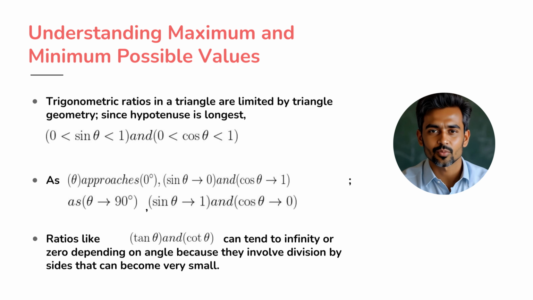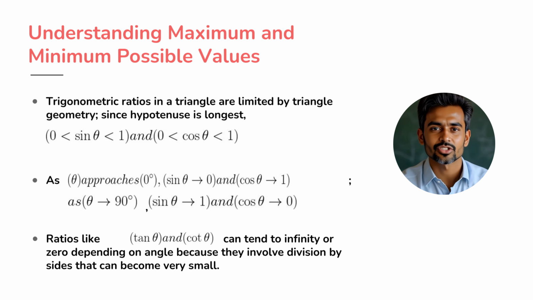But have you ever wondered what's their maximum or minimum value? The answer lies in the geometry of the triangle itself. Because the hypotenuse is the longest side, both sine theta and cosine theta must always lie between 0 and 1. Formally, sine theta is greater than 0 and less than 1. The same goes for cosine theta.